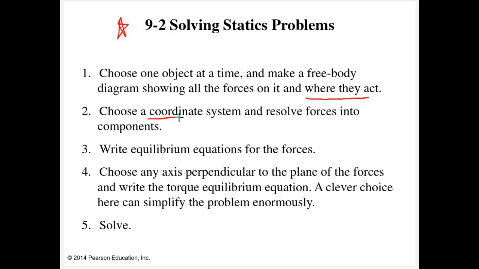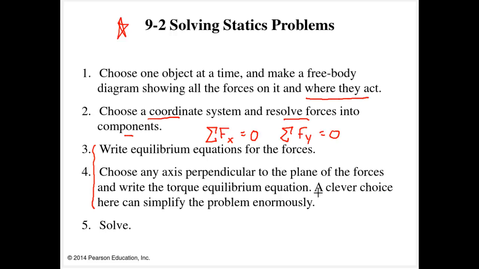Choose a coordinate system that makes sense, pick your x-naughts and such so that 0 makes sense, and take any forces and break them up into components. Then steps 3 and 4 deal with equilibrium, where we want to say that the sum of the forces in the x direction will be equal to 0. You want to say that the sum of the forces in the y direction must be equal to 0. We know that it is in equilibrium.